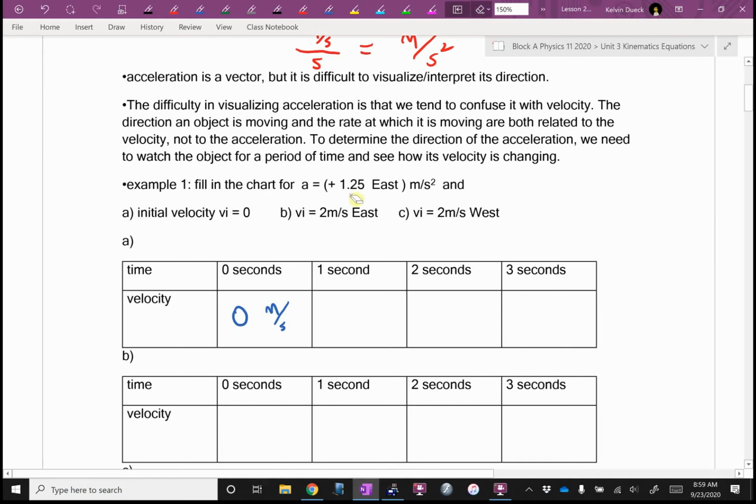What's our acceleration? What does this question tell me the acceleration is? If you're stuck, look up. Read that.